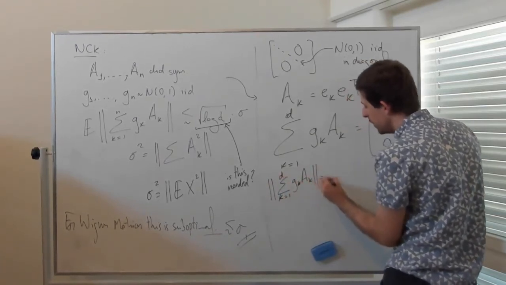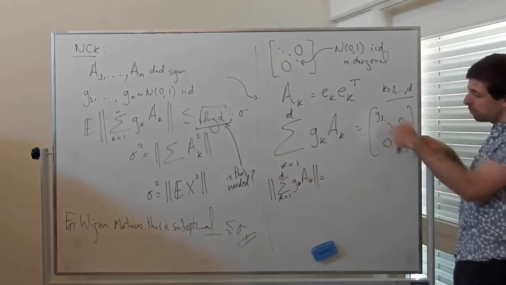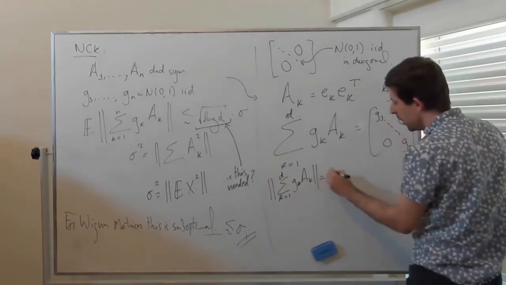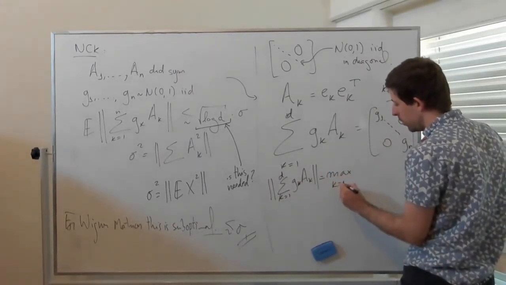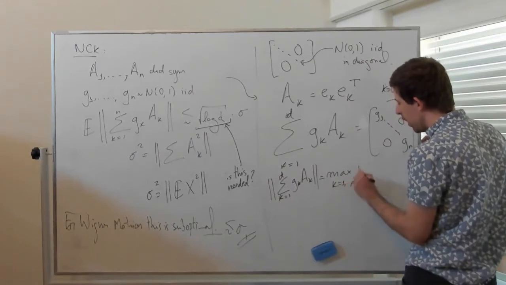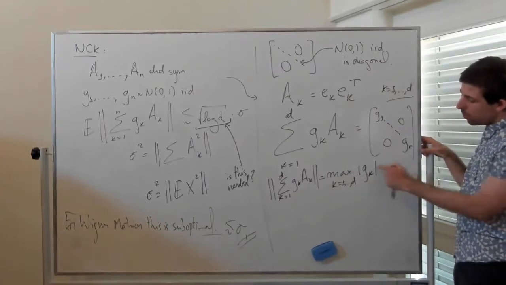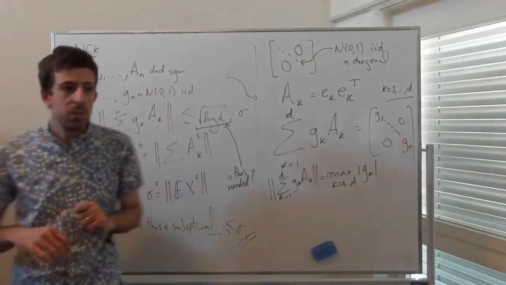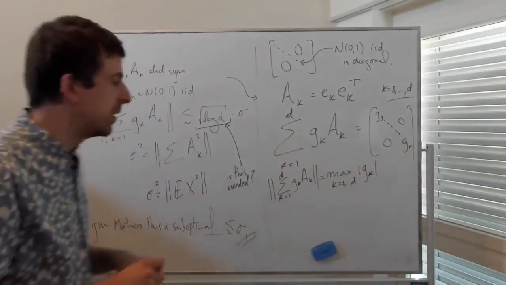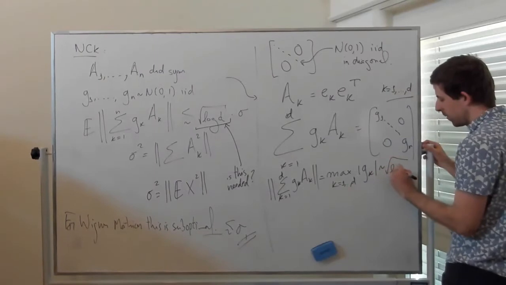What do we know it is? It's just the max, because it's a diagonal matrix, of the maximum absolute value of the diagonal elements. So it's just the maximum for k from 1 to d of |g_k|. But now we know, if we have d Gaussians and we take the maximum, we know what the value of this is, and the value of this is around square root log d.